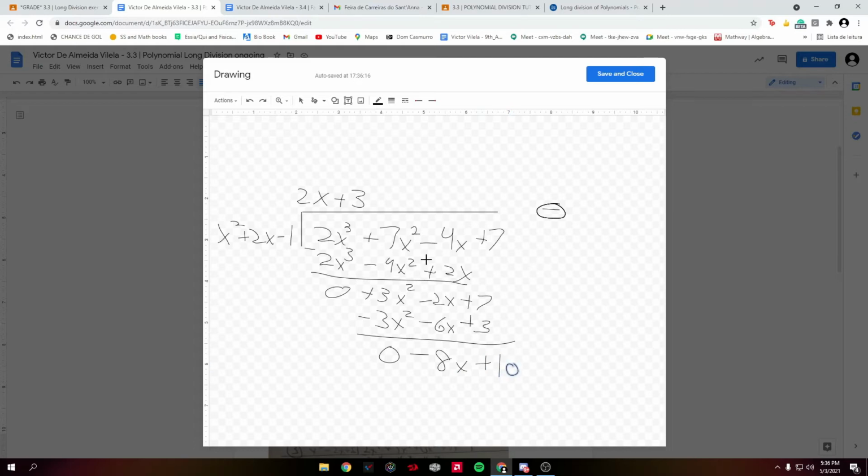Okay, and this is the remainder, because we can't do anything less, right? It's already at the minimum here. So this is the answer. Okay, I'll be right back to showing you how you structure the answer, the final answer.